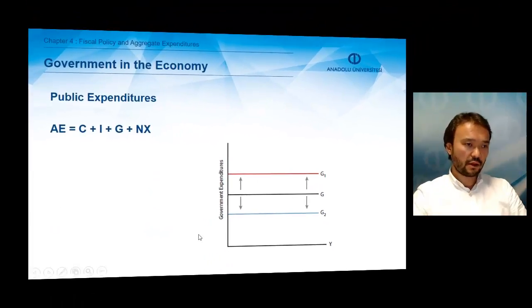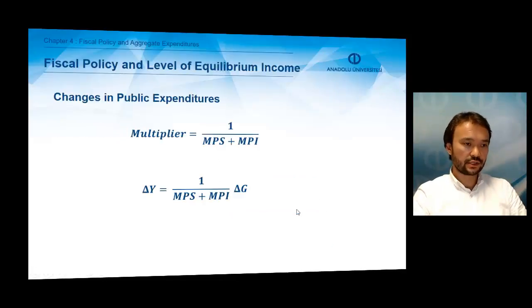Because of that, there is a decrease in the production and income level. Or remember public expenditures, a component of our aggregate expenditures function. When there is a change in public expenditures, there is also a change in aggregate expenditures, increase or decrease. To see the effect of the change in public expenditures on income, we can use the multipliers to calculate the magnitude of the change in the government expenditures.